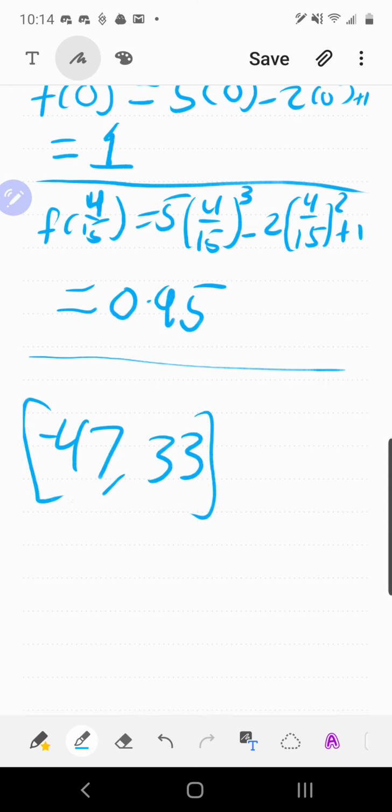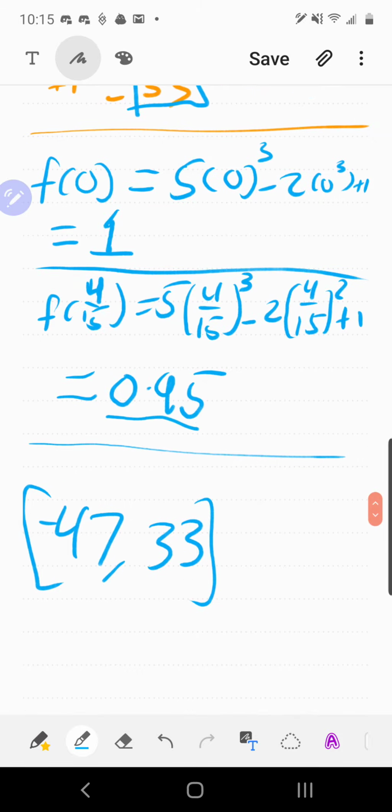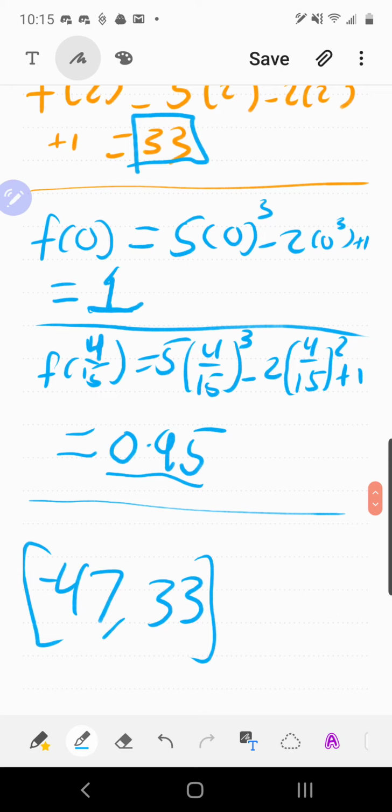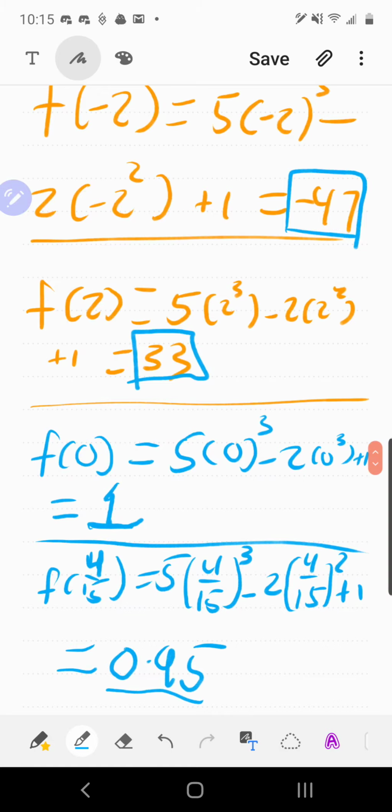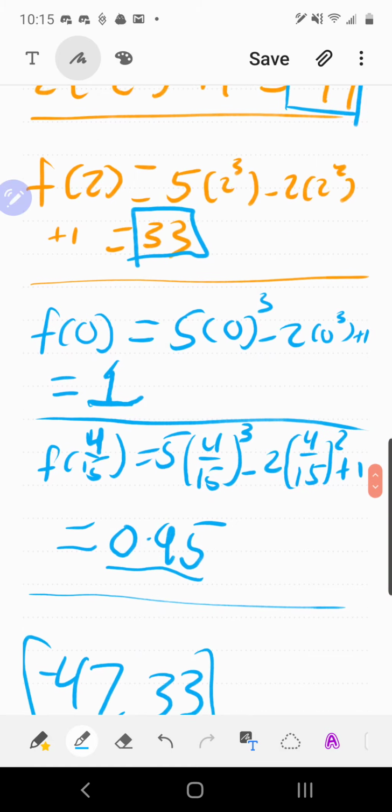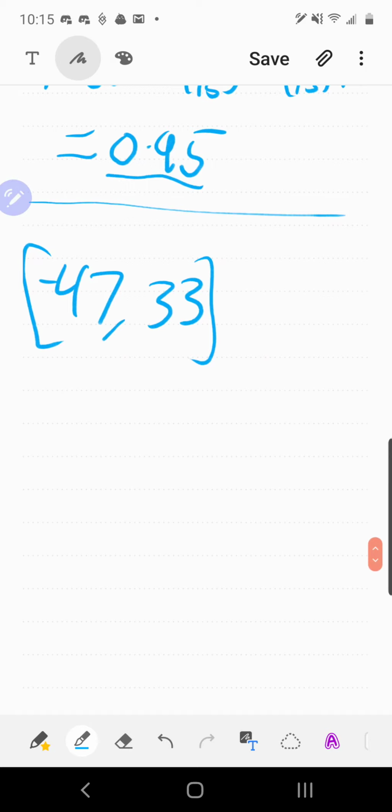Not to be confused with the solutions for this and this. This is just to help us find out, are our critical points going to be considered mins or maxes, or are mins and maxes going to be at the endpoints? They just so happen to be at the endpoints. These numbers are much larger than these, as you can see. So our answer choice will be defaulted to A. Cool.